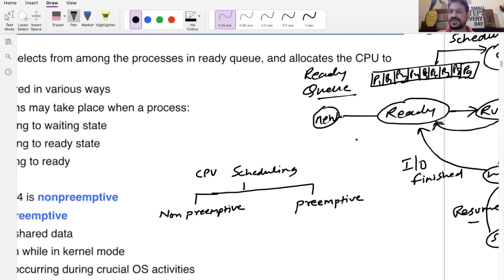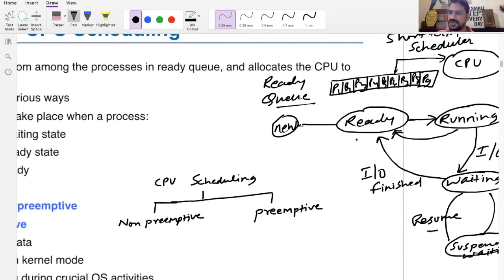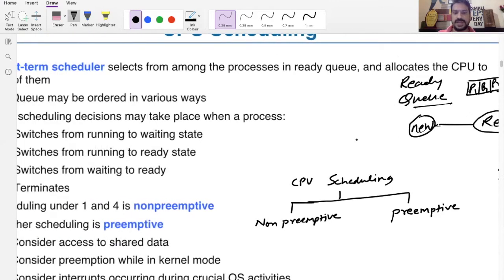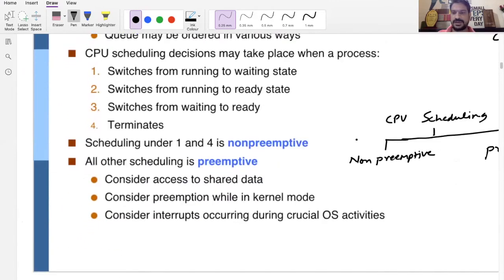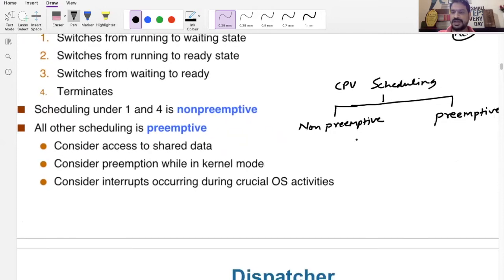Non-preemptive scheduling means if any process reaches the CPU, it is going to run all its instructions and then come out of the CPU. That is in the category of non-preemptive scheduling. So I think you might have a clear picture now of CPU scheduling. We have two categories, non-preemptive and preemptive.